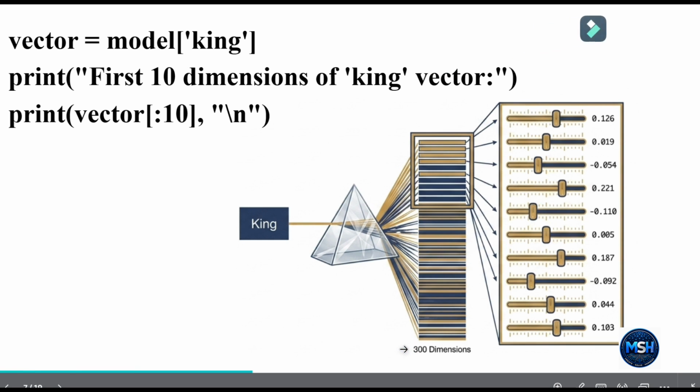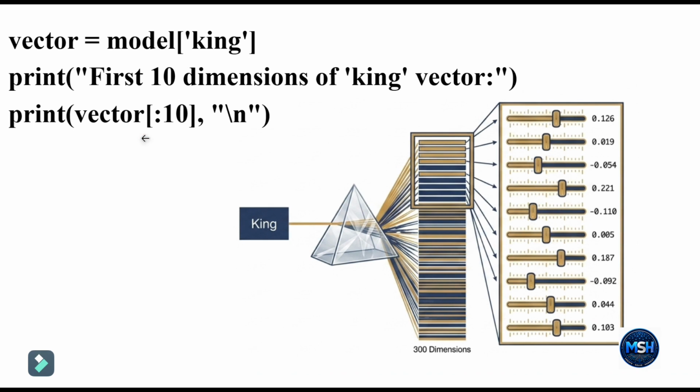We give it to the module. The module converts the word king into a 300-dimension vector, and we print the first 10 dimensions. How do we print? print(vector[:10]). Why do we use the colon in front of 10? Because the first 10 dimensions are printed, so the first 10 dimensions will be shown in the output.